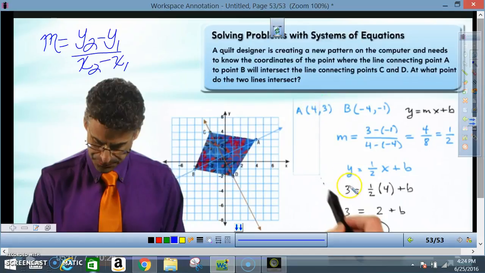So y is 3 and x is 4. Now we got 3 is equal to 1/2 times 4 plus b. What is 1/2 of 4? That's 2. So now we got 3 is equal to 2 plus b. We want to get b by itself, so we have to subtract that 2. Subtracting that 2 means we end up with a negative 2 here and a negative 2 there. That's going to cancel out, since 2 minus 2 is 0. And then b is equal to 3 minus 2, which is 1. That's how they came out with that.